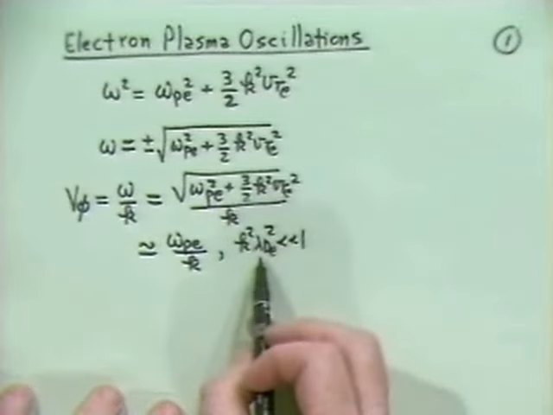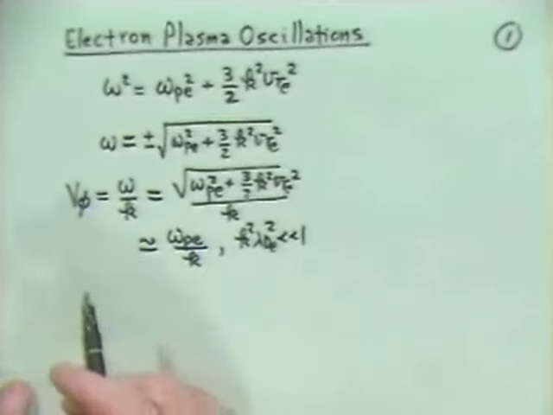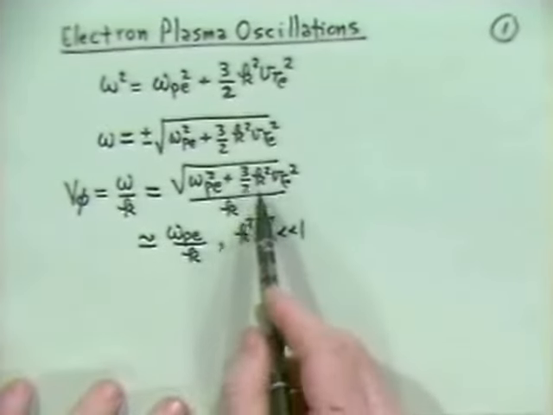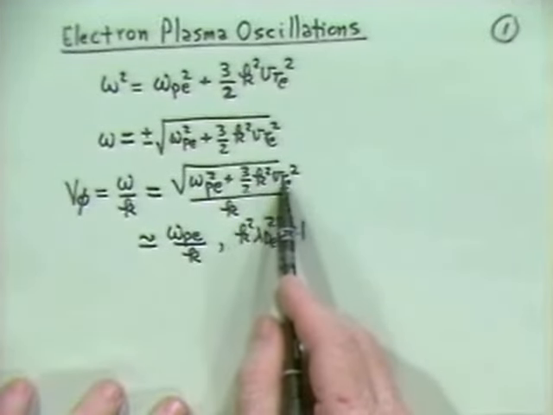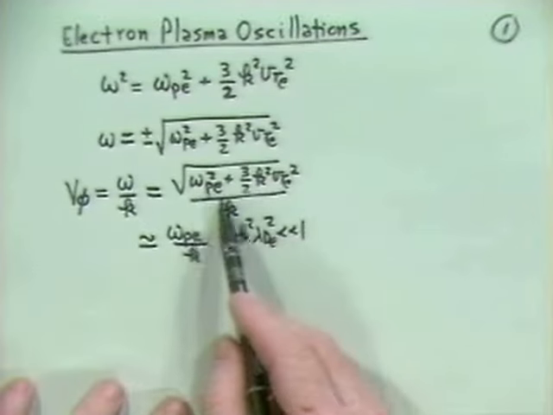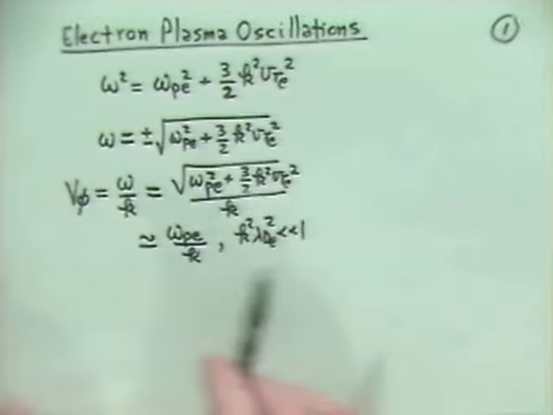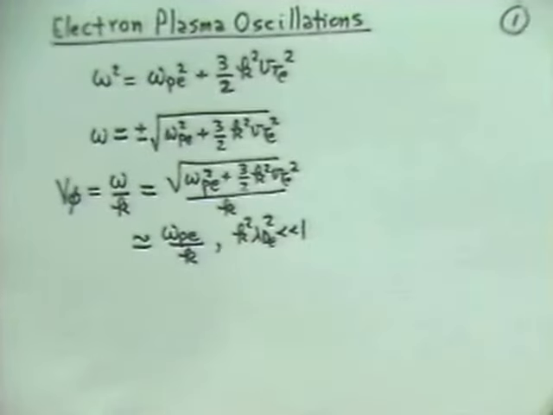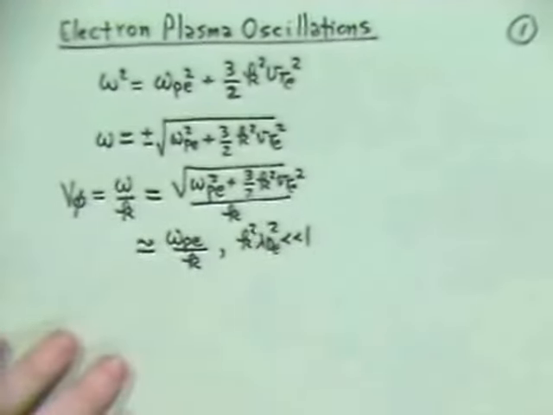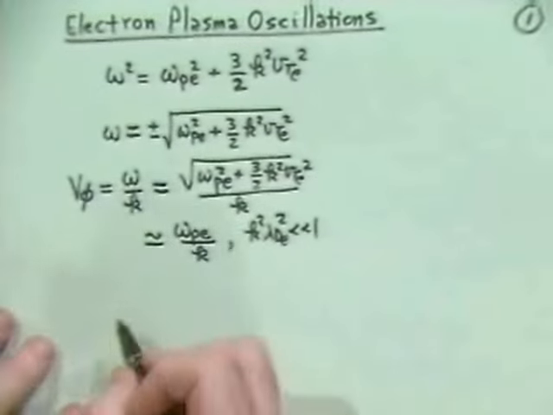And why do I say lambda Debye squared? Well, that's because if we take this K squared V thermal E squared and divide by omega PE squared, V thermal E squared over omega PE squared is just lambda Debye squared. Let's try to make it a little bit bigger. Okay, so that was the phase velocity.